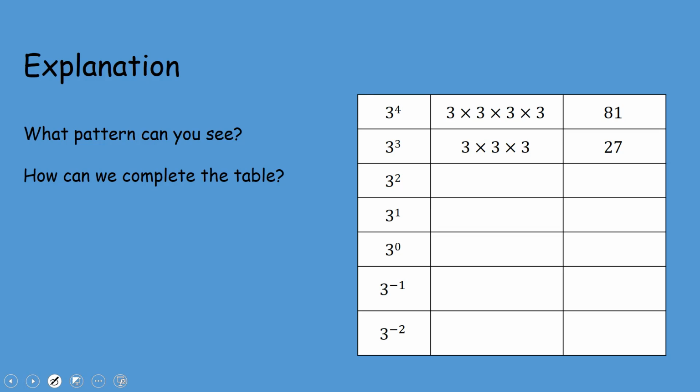So we'd end up with 3 squared, 3 times 3, well that's just 9. Then 3 would be 3, and we've already said that anything to the power 0 is 1. So what's happening here? We're dividing by 3 as we go down the column. So we should have a third here, then a third divided by 3, which would be 1/9.